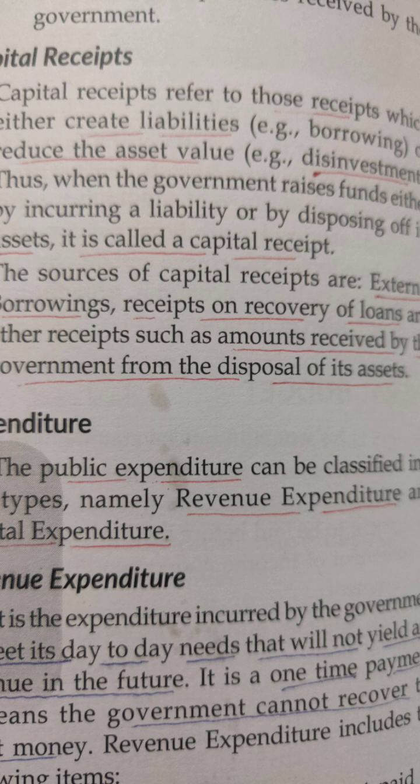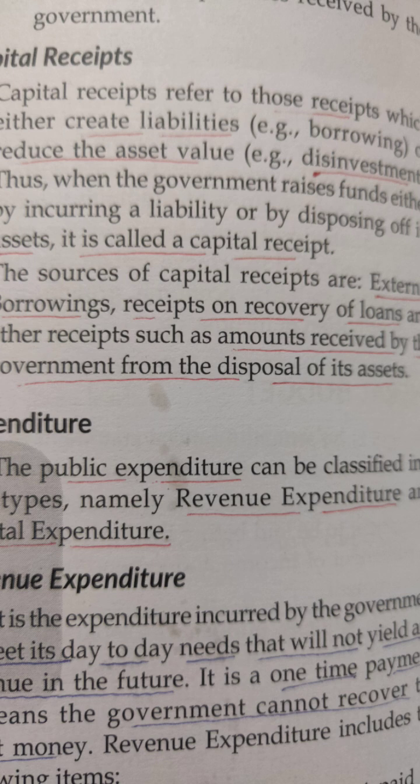Sale of assets, disinvestment. The government sells assets like land, buildings, or shares in government-owned companies. This reduces the government's assets but brings in money. Example, the government owns a company like Air India. If it sells part of its shares to private companies or individuals, the money earned is a capital receipt. Similarly, selling government land or property also counts as capital receipts.